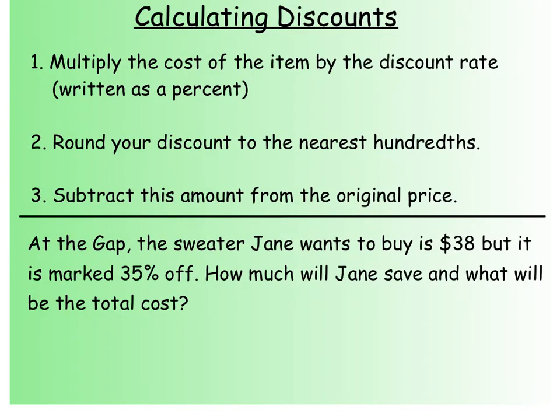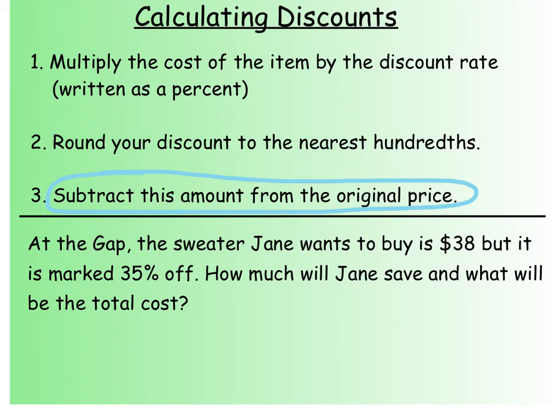Okay, now let's talk about discounts. So the only difference between discounts and tax and tips is that you're going to subtract the amount from the original price. So this is not an amount extra that you have to pay. A discount is good for you. You're actually going to be paying less. So at the Gap, the sweater Jane wants to buy is $38, but it is marked 35% off. How much will Jane save and what will be the total cost?